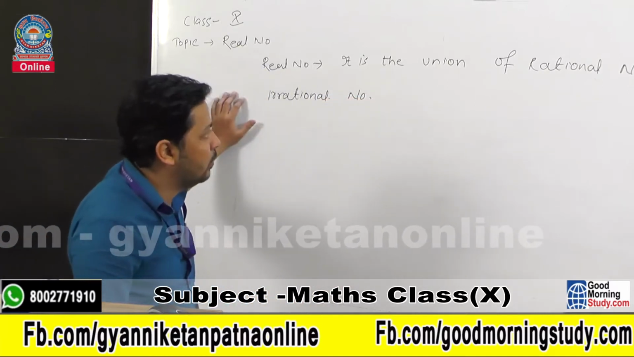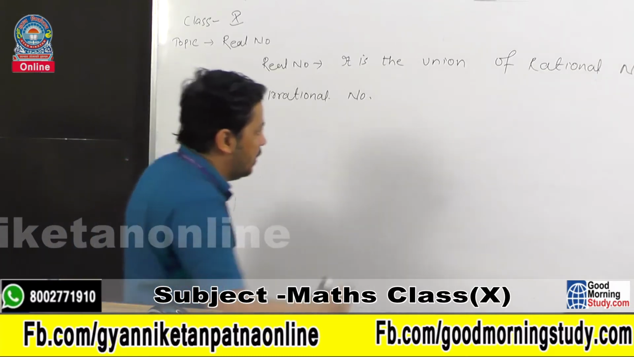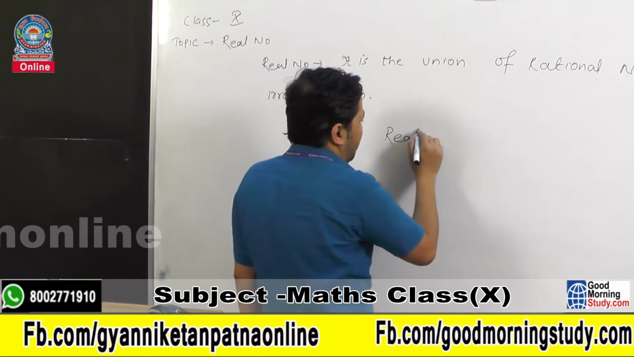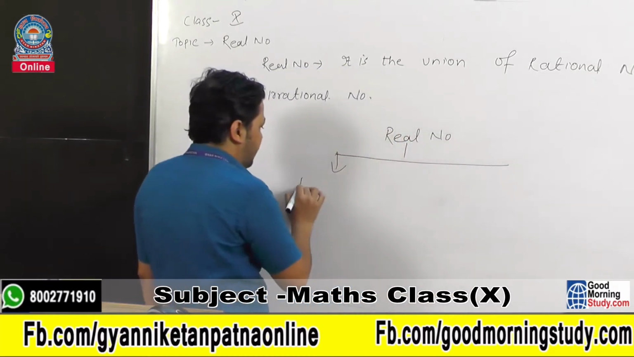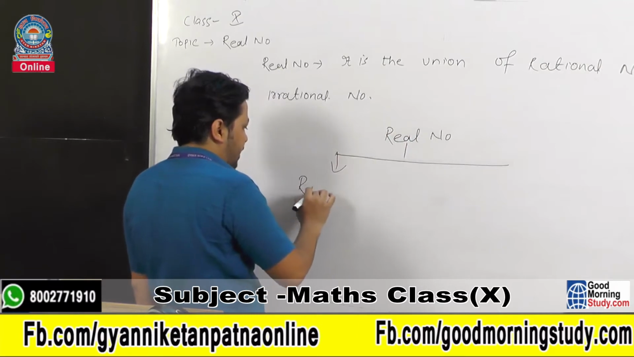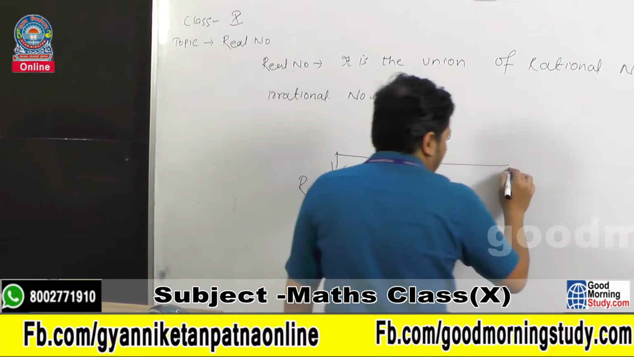When I show this with a flow chart, I will write real numbers first, then divide it into two parts. One will be rational numbers, another will be irrational numbers.